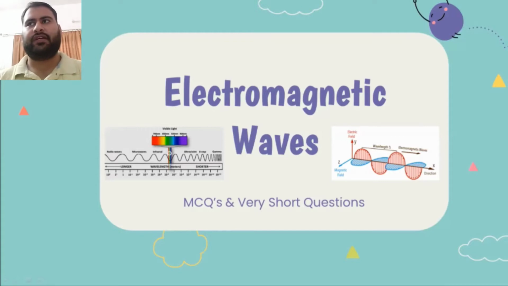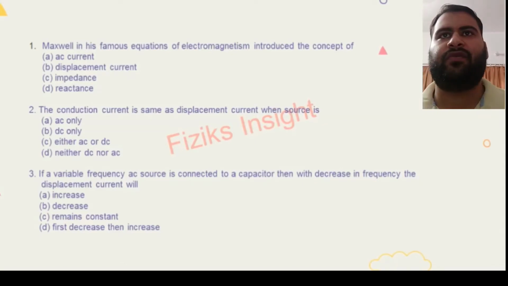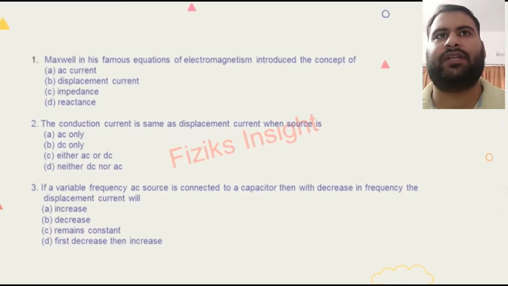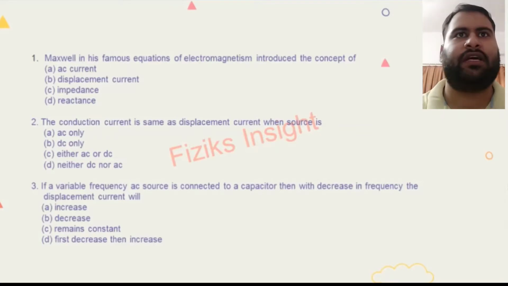So in front of you, the first question is written here. Now see, in the first question, Maxwell in his famous equations of electromagnetism introduced the concept of: A, AC current; B, displacement current; C, impedance; and D, reactance. So the correct option is displacement current.